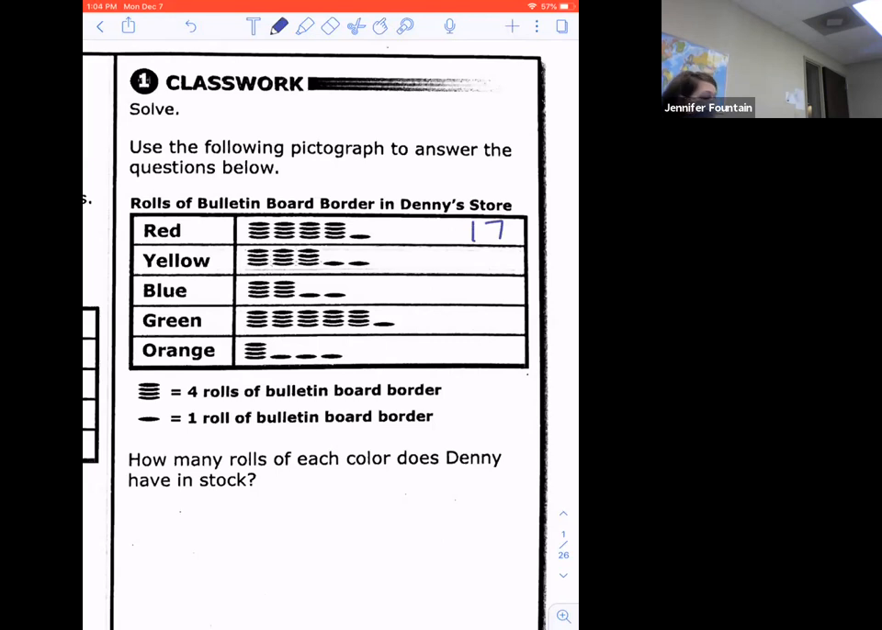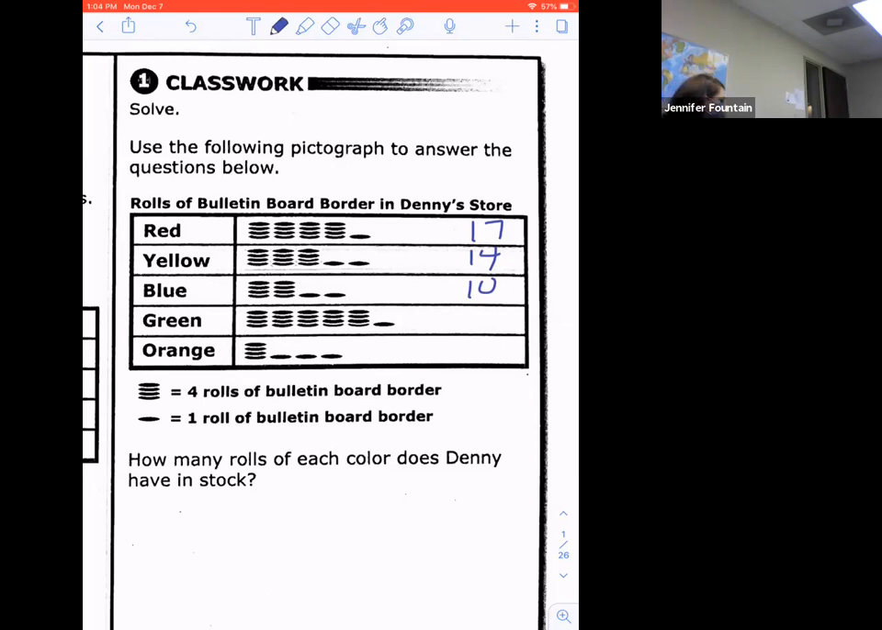What about the yellow? If each stack represents 3, how much yellow paper do we have? I mean, we've got 3 of the 4 stacks. So that's going to be 12 plus the 2 individuals will be 14. Look at the blue. How many stacks do I have there, Noah? 2. So how many does that represent? We've got 8 plus the 2 individuals will be 10. Good.